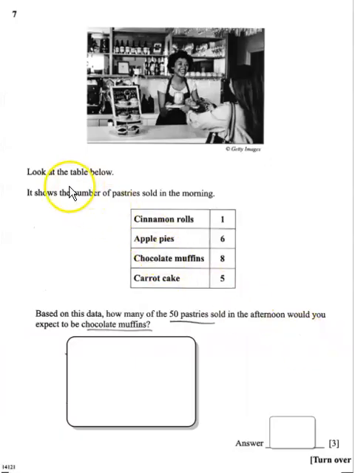So for question 7, it says, look at the table below. It shows the number of pastries sold in the morning. So you've got cinnamon rolls, and it's just got this little table here. So based on this data, how many of the 50 pastries sold in the afternoon would you expect to be chocolate muffins? Remember, this is in the morning.